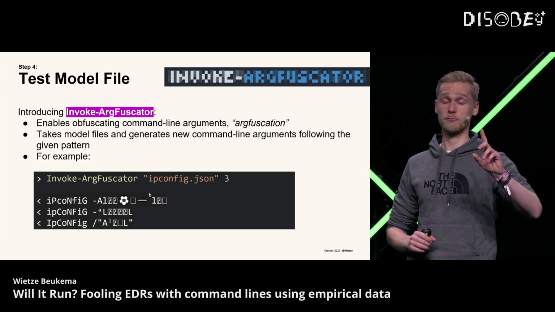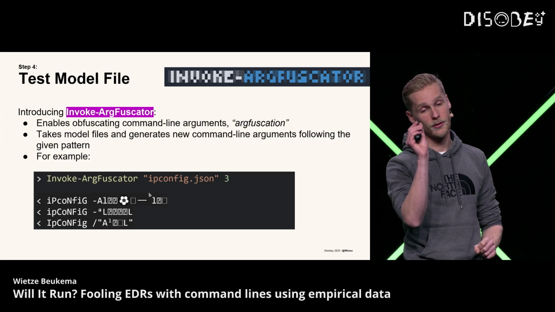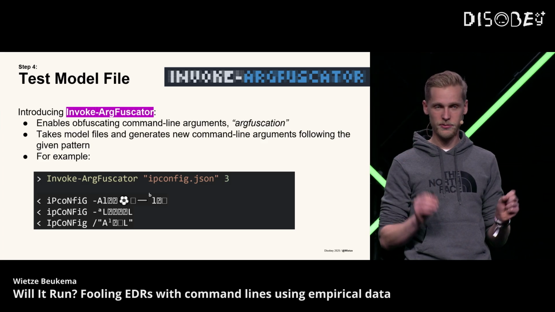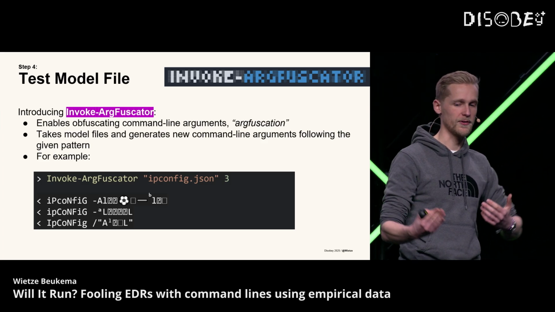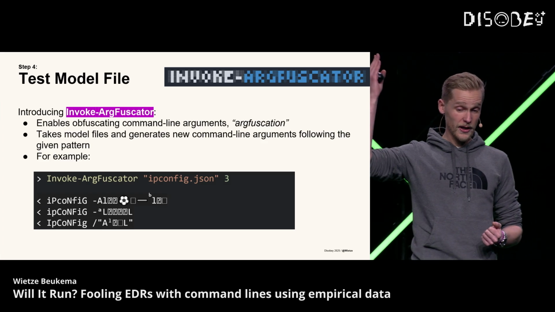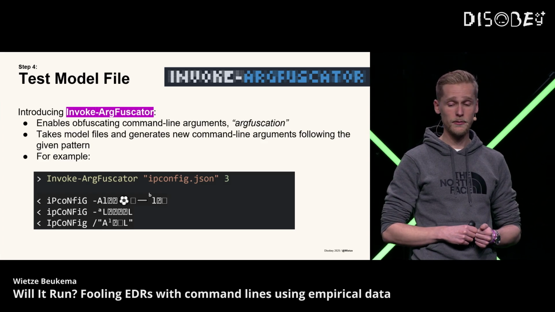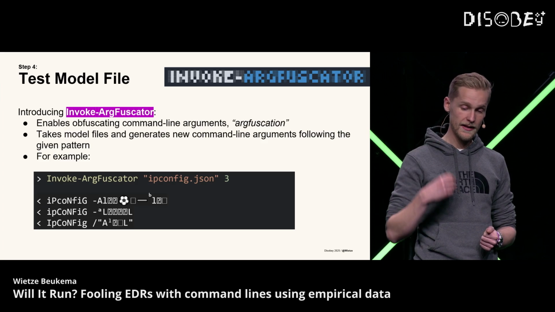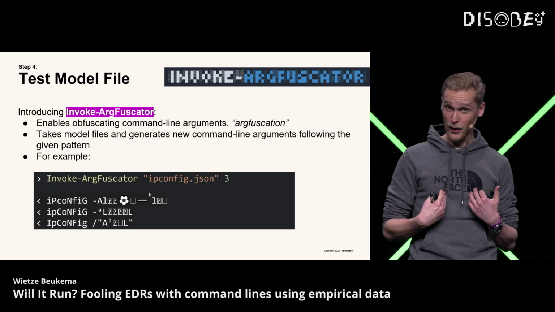Because so far, we've only looked at isolated cases. I've shown you code insertion and character substitution all separately. But would it still work if we combine them? That's my hypothesis. So if you run it, as you can see on screen, Invoke-Argfuscator, you give it the JSON file, then you specify a number, and then it will return that number of command lines.